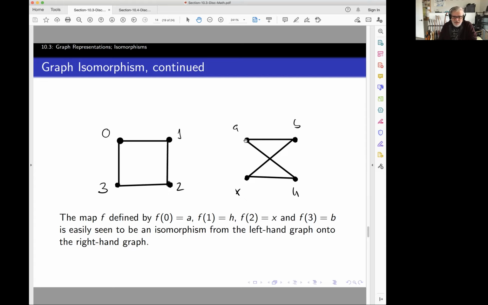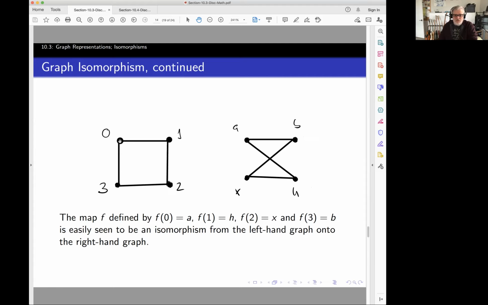I start at A and I go A, B, X, H, A. Not A, B, H, X, A. That doesn't work, right? I have to follow the edges in following the cycle to notice that this is the same graph, okay? So what I mean now by an isomorphism is a map that tells me that these are the same.